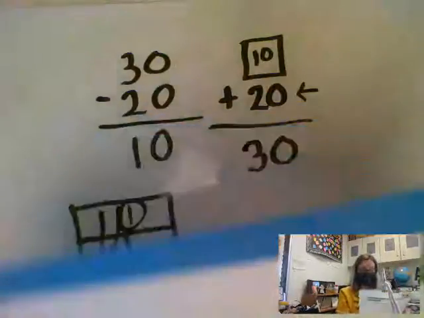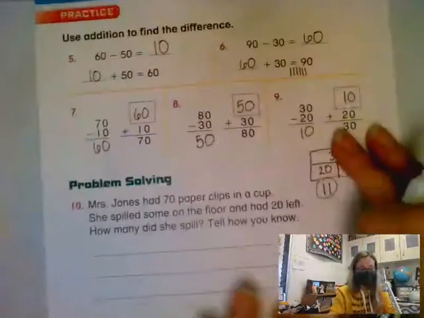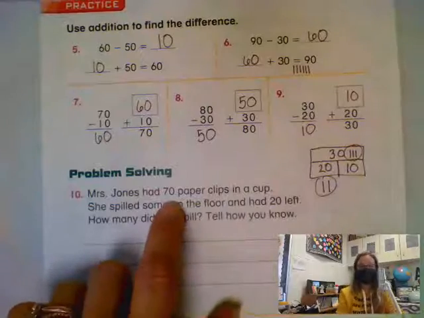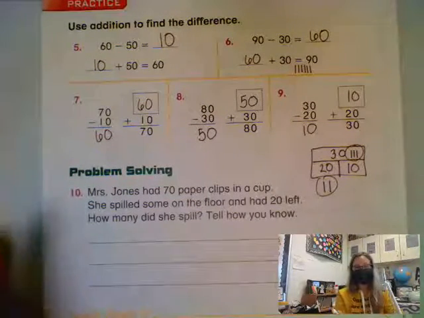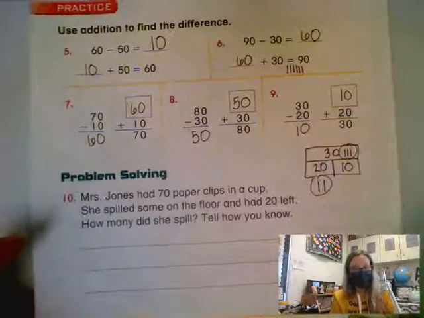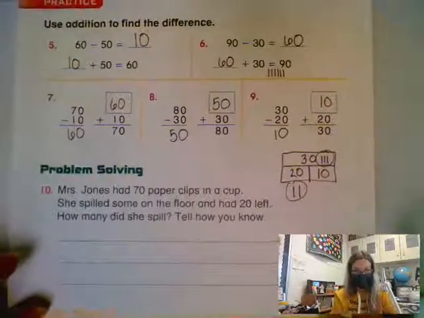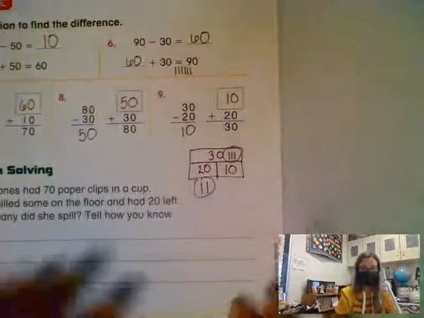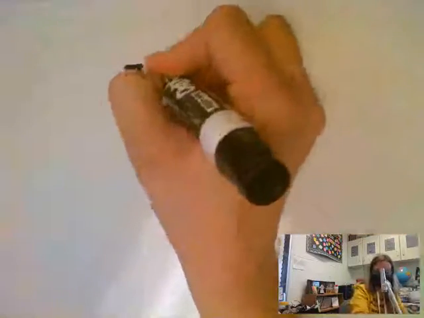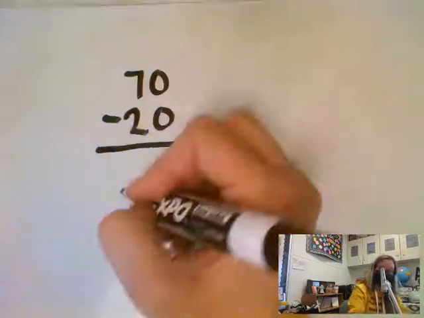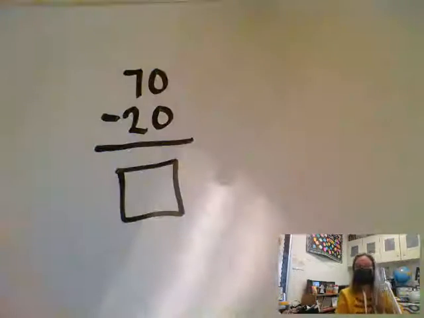Now, if we look at the problem solving there, it says Mrs. Jones has 70 paper clips in a cup. She spilled some on the floor and had 20 left. So how many did she spill? So we're looking at 70 minus 20. 70 were in the cup. Now she has 20, so we need to figure out this missing part.